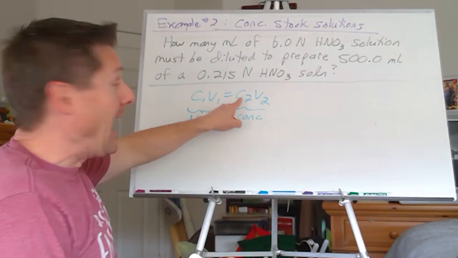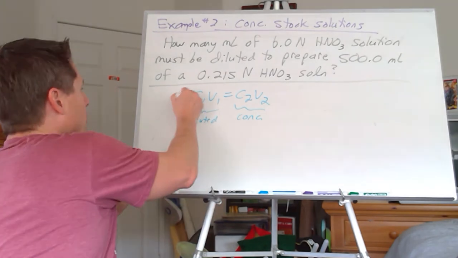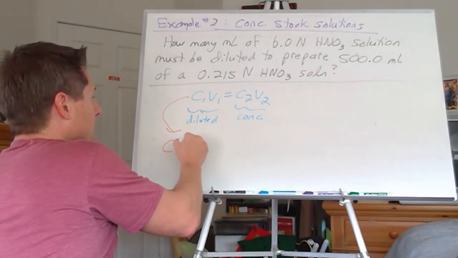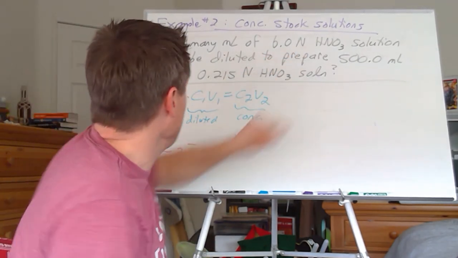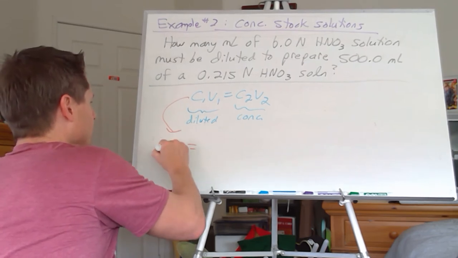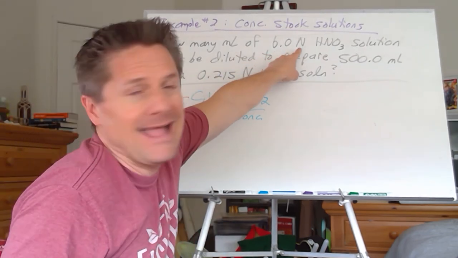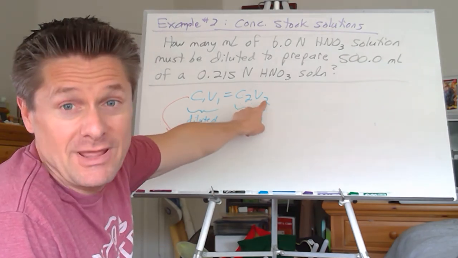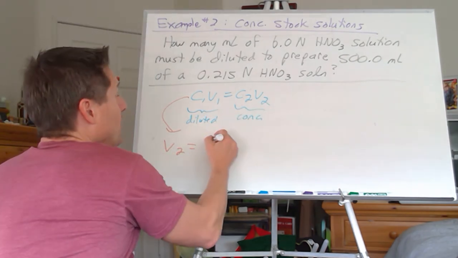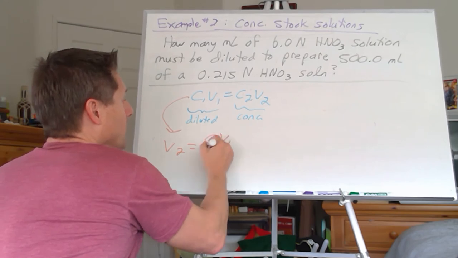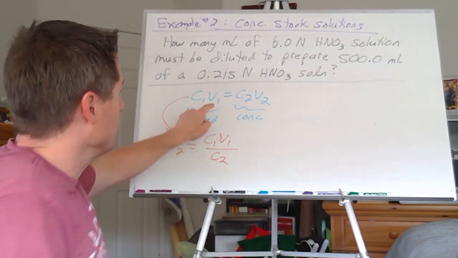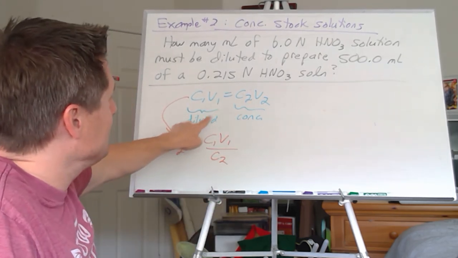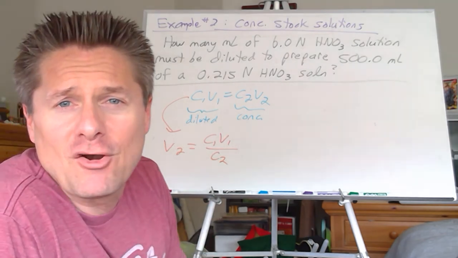Here we go. I like you to isolate your variable. So we're solving for the volume of that 6 molar more concentrated nitric acid solution. Since I defined that as concentrated, that'll be V2. So that'll be C1V1 over C2, right? So divide both sides by C2. I like you to isolate your variable.